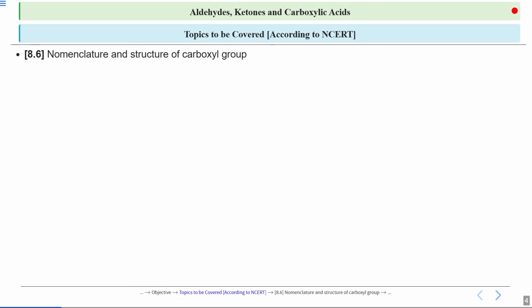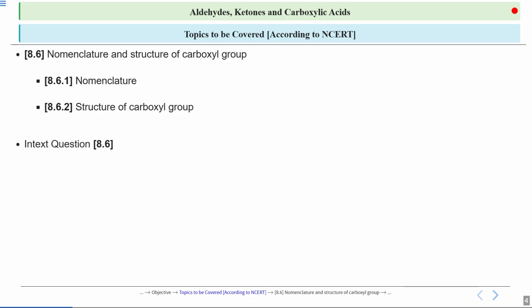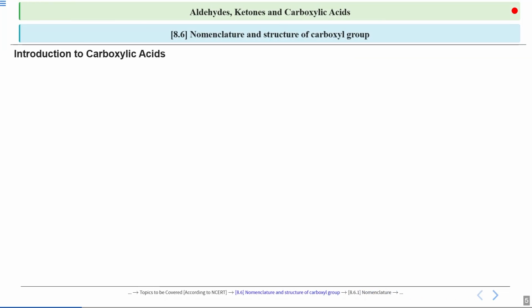Now, for your reference, I have mapped the NCERT section which we will be covering today. Today we'll cover section 8.6, which is nomenclature and structure of carboxyl group, 8.6.1, which is nomenclature, 8.6.2, which is structure of carboxyl group, and for your better understanding of the concept, we will solve an intext question 8.6. And at last we will summarize whatever we have studied in today's lecture. Okay, so let's start with today's lecture.